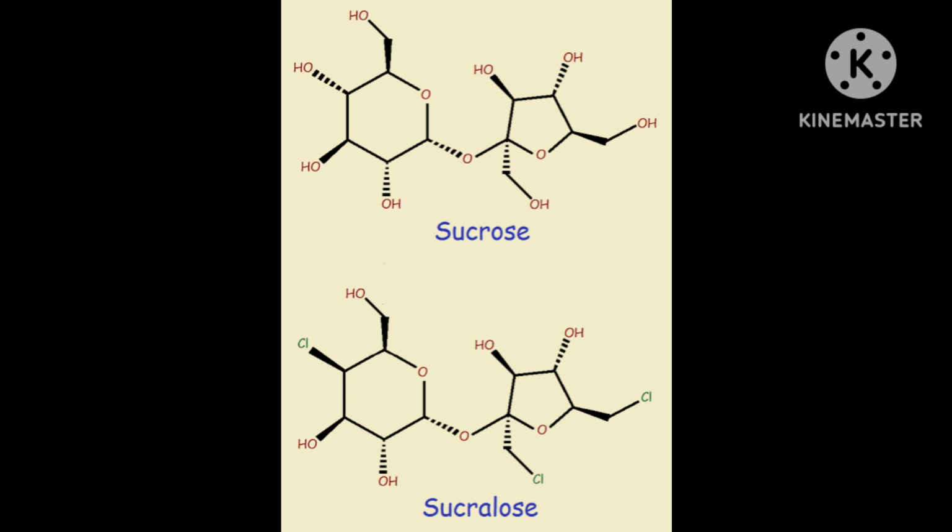Some commonly marketed artificial sweeteners, I will give examples. The first example, which is commonly used and available in the market, is the artificial sweetener aspartame. Remember aspartame. It is 100 times more sweet than sugar.